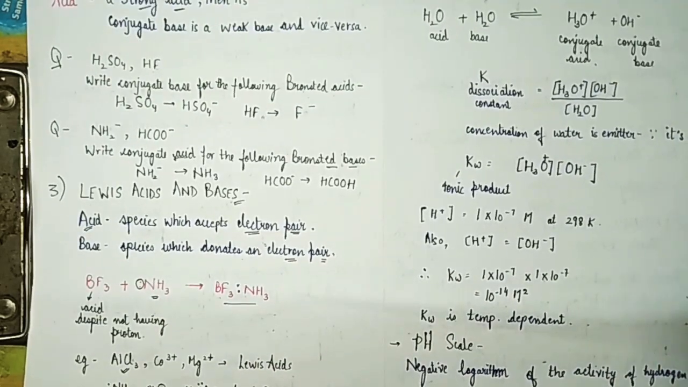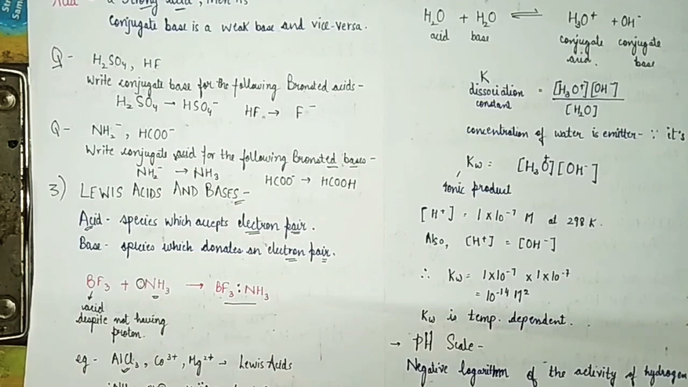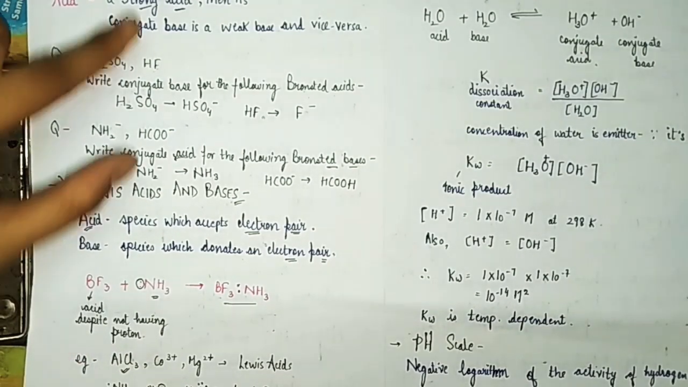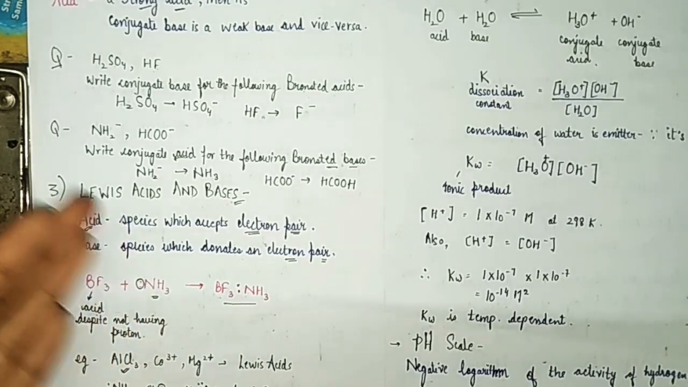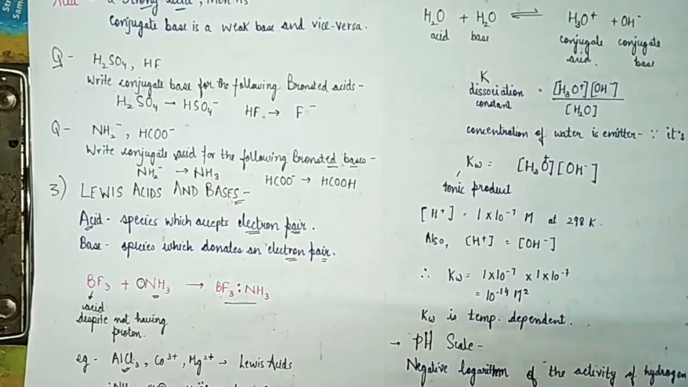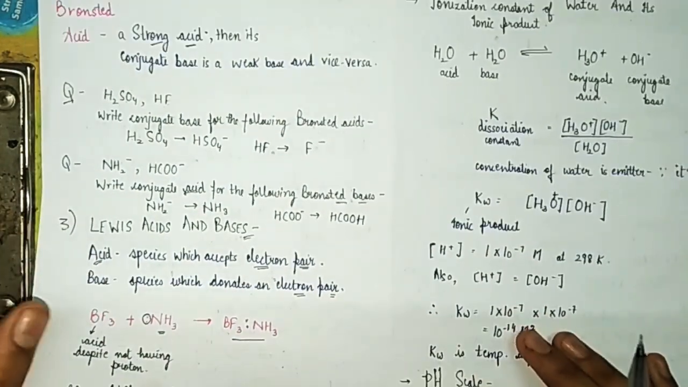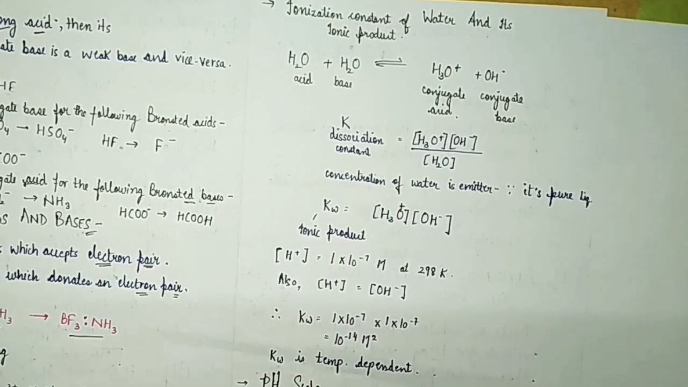One important point to remember is that strong acids have very weak conjugate bases. The same point we have studied before. Strong acids have very weak conjugate bases and vice versa. If the acid is weak, the conjugate base is going to be very, very strong. Let's now come to another topic.